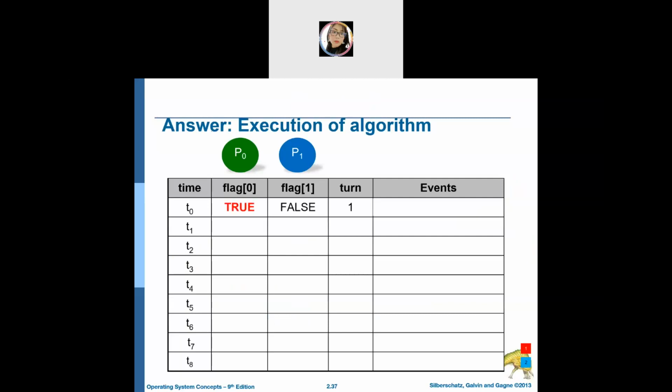So what happened when you have P0, P1? P0 equal to true. P1, flag 1, false. It's not ready, but P0 is ready. So it's mentioned turn equal to 1. If P1 wants to enter, then it gives to P1, isn't it? But now flag 1 is false, so you just focus on P0, which is P0 requesting to enter CS.